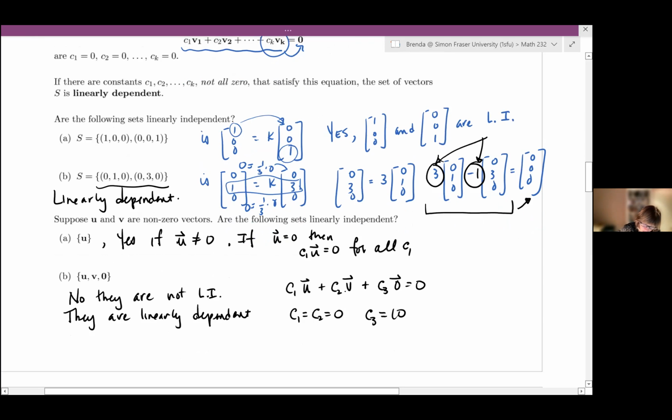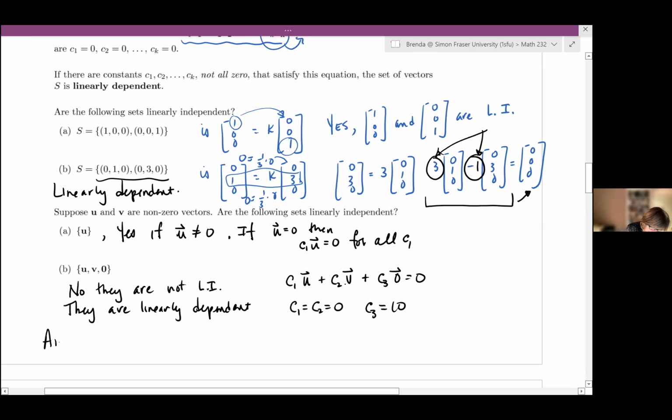And so let's just write that down. Any collection of vectors that contains the zero vector cannot be linearly independent.